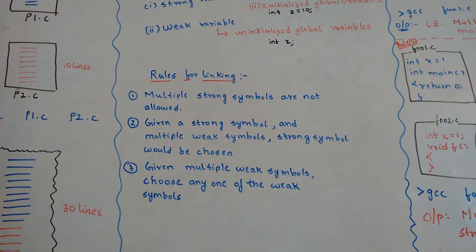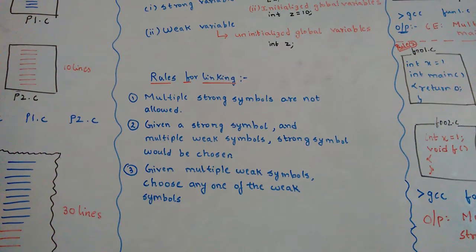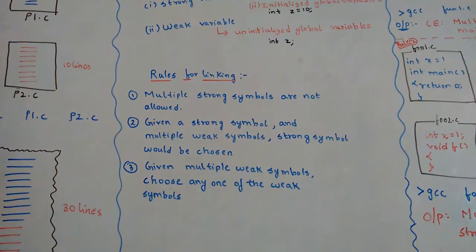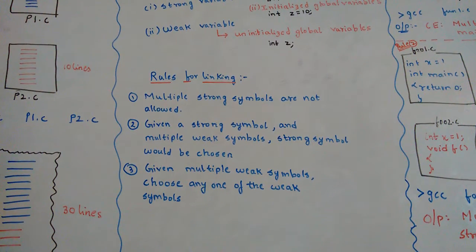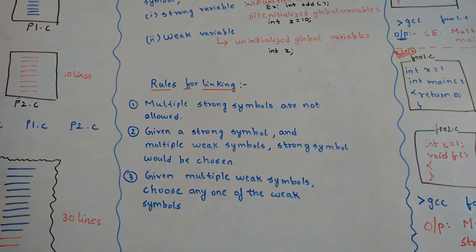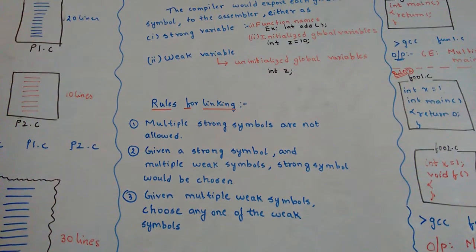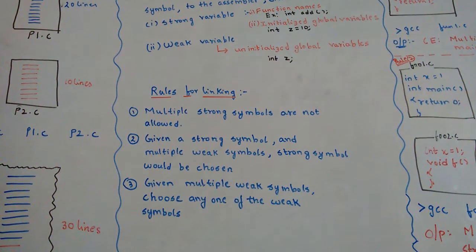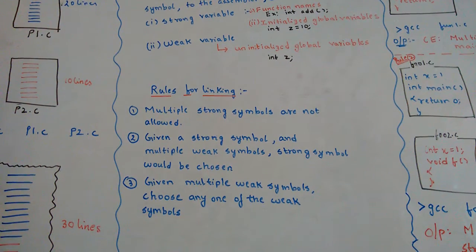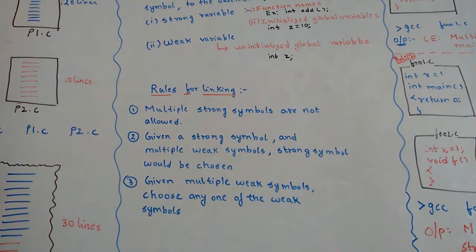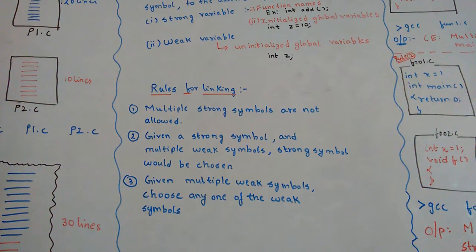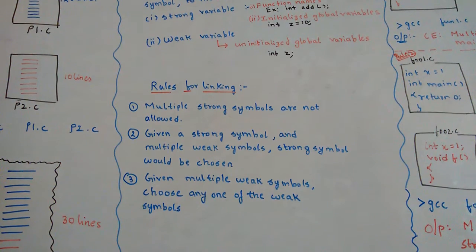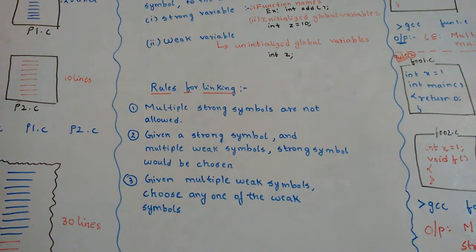So if the two files contain multiple strong symbols, then it is not allowed. For example, in the global variable of the first file, in p1.c, if I have a strong variable, say z, and in p2.c also I have a strong variable z, that is not allowed. Anyway, I have demonstrated each rule by using an example. So multiple strong symbols are not allowed.